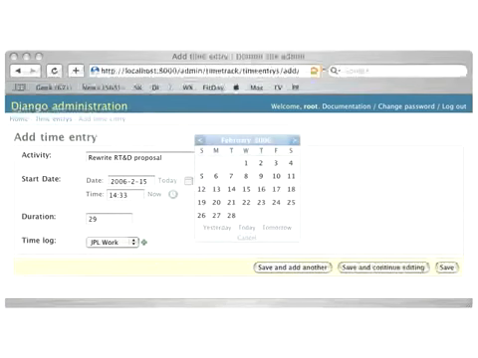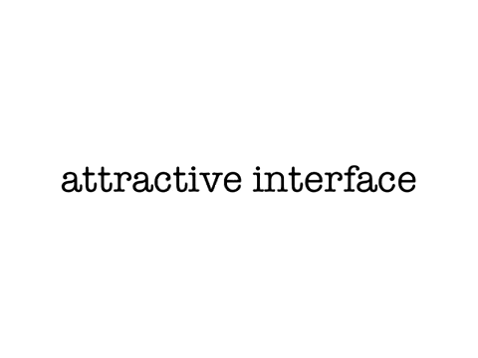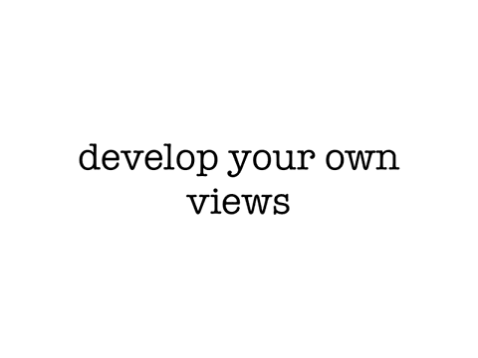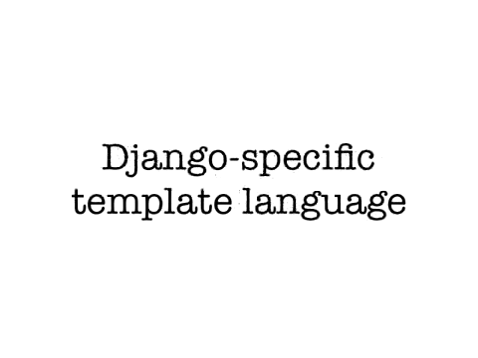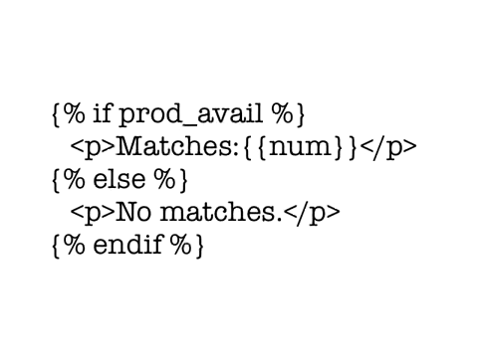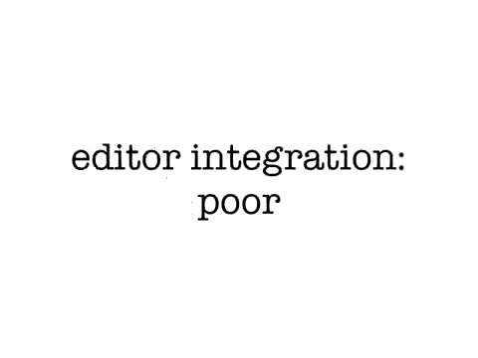So here I am adding a time entry. Actually has a very nice calendar widget as well too. It was so quick and so easy, and it made an attractive interface. You can, of course, develop your own views using a Django-specific template language, which looks something like this. And of course, as you can see, because it looks like that, it won't integrate with HTML editors, and you can't use clean browser previews.